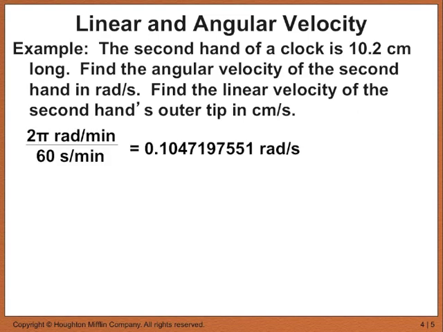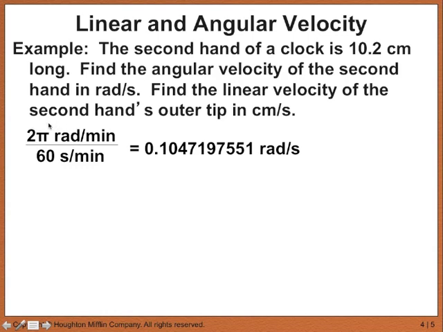So here's the setup for simply finding the angular velocity. 2 pi radians per minute over 60 seconds per minute. Okay, where does this come from? I know that there are 2 pi radians in a full circle, and that has already been explained. There are 2 pi radians in a full circle. That was explained in the last video.